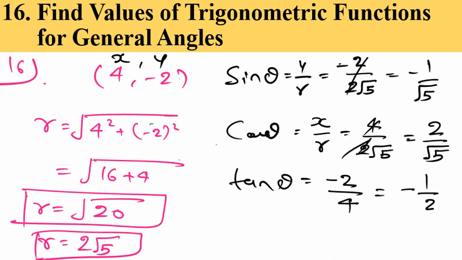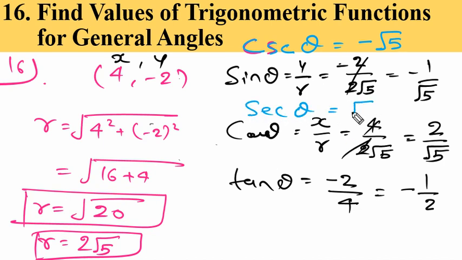Now what about cosecant? Cosecant is nothing but opposite of this, so cosecant theta is negative root 5. Secant theta is opposite of cos, so root 5 over 2 from here. And cotangent theta will be negative 2. So that's how you will try these questions.